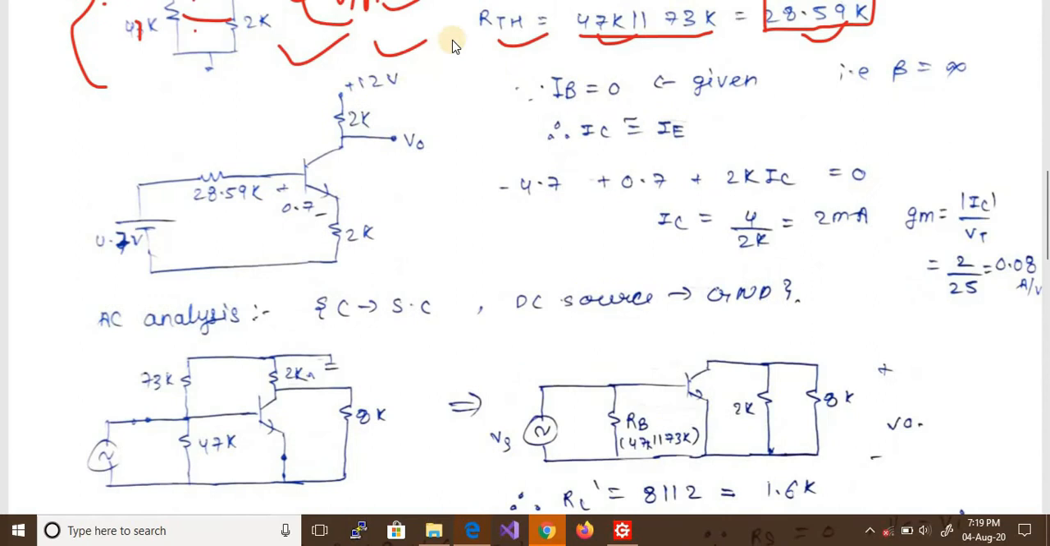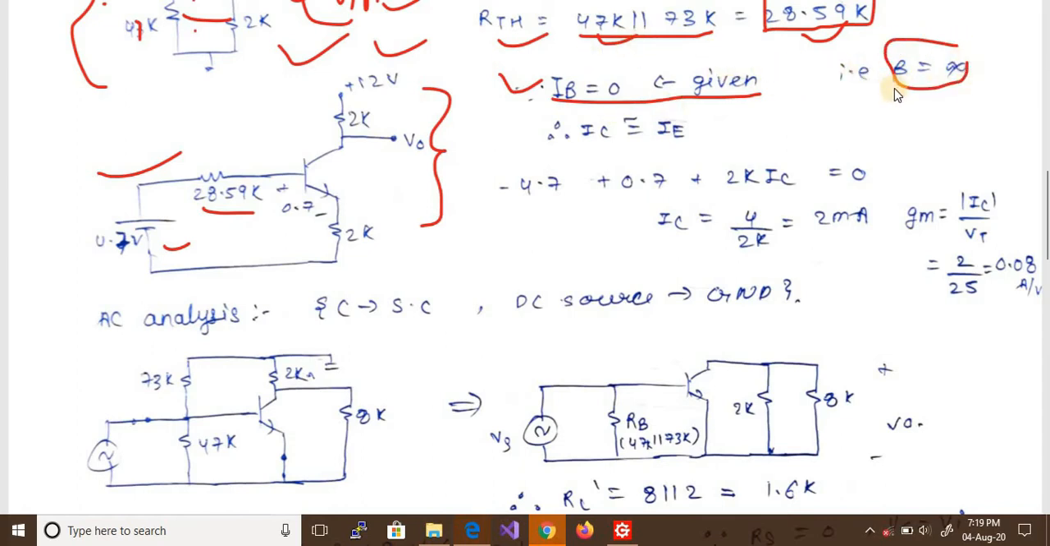Now if you use this VTH and RTH in this circuit, you will get 4.7 volt here, your RTH is here, and your circuit is transformed to this circuit. Now our motive was to calculate the IC. From the question we know that IB is equals to 0. It is given in the question. IB equals 0 means we have to consider beta as infinite, and if this is happening, we can also say that IC is equals to IE. So whatever current is flowing in this circuit is IC equals IE only. The current flowing through this 2k resistor will also be IC equals IE.